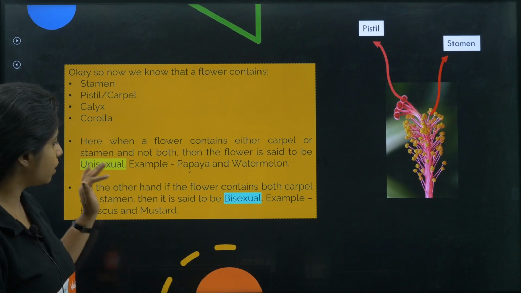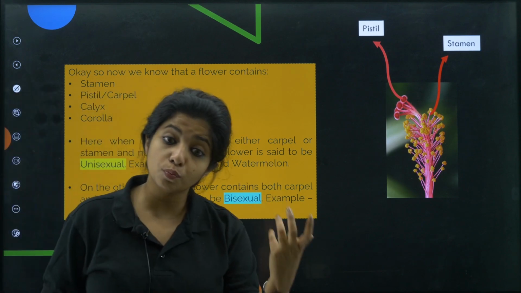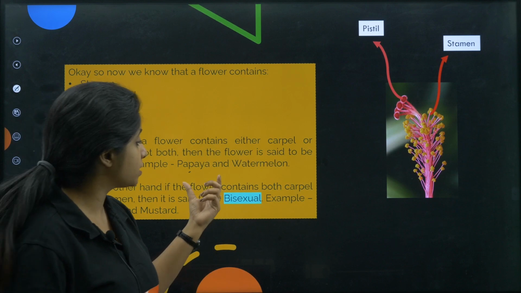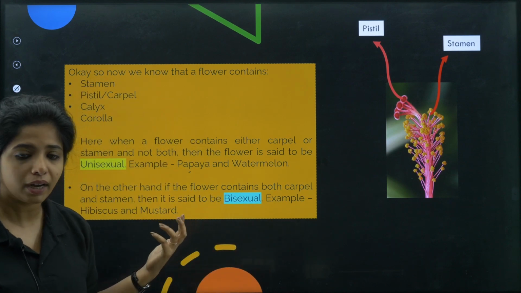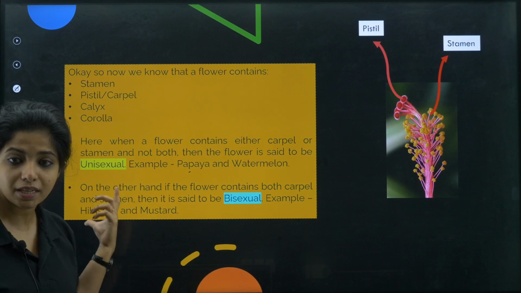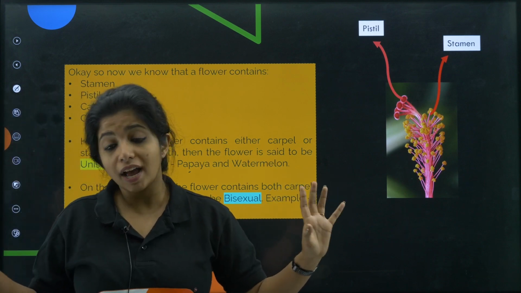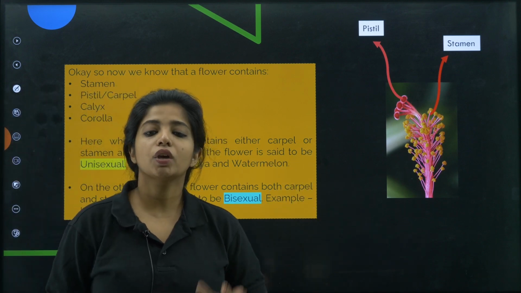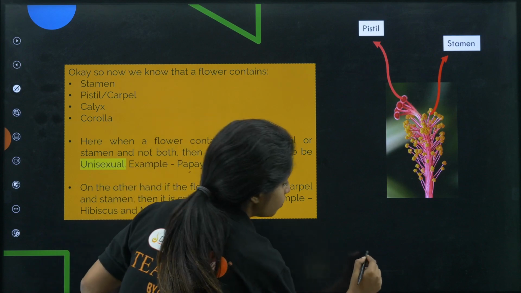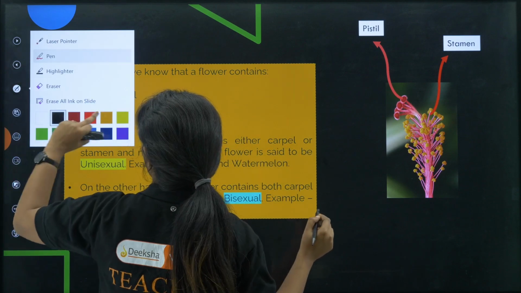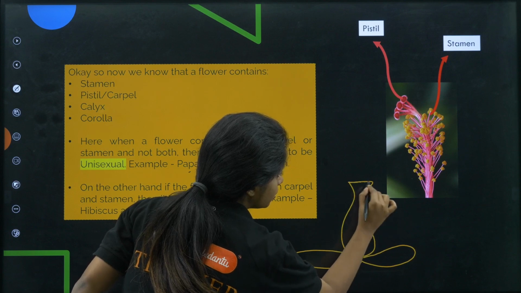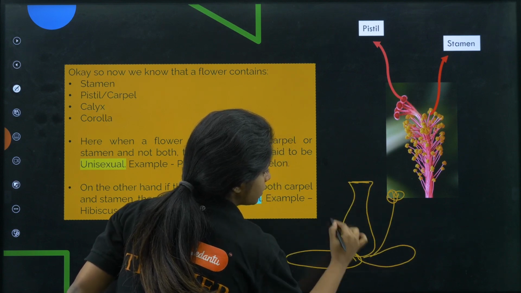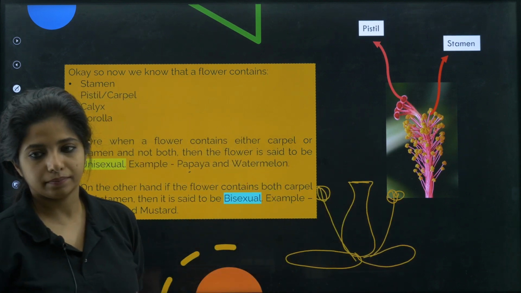Now, on the other hand, there are flowers that contain both carpel as well as stamen. You call them bisexual flowers. Example is H&M. Clothes, you buy it from H&M, right? So, hibiscus and mustard. Basically H&M store has bisexual clothes. Anyone can wear it. So, you can remember like that. Bisexual flower means, suppose this is a flower, it will be having both the carpel as well as the stamen.